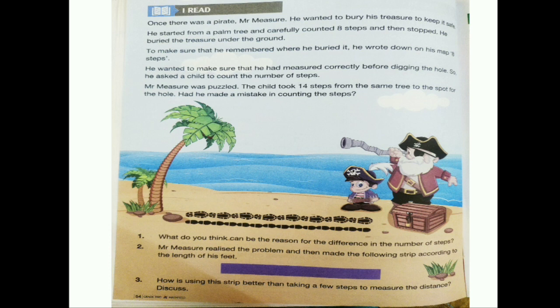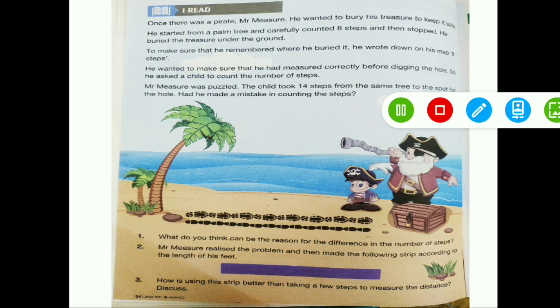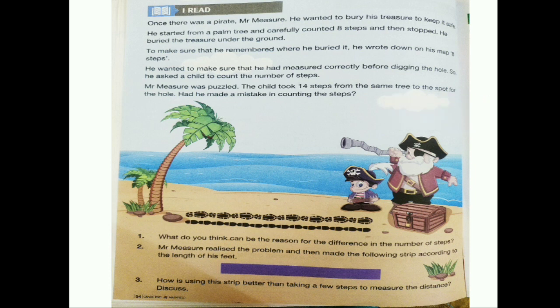To keep it safe, he started from a palm tree and carefully counted 8 steps and then stopped. He buried the treasure under the ground. To make sure that he remembered where he buried it, he wrote down on his map 8 steps. He wanted to make sure that he had measured correctly before digging the hole. So, he asked a child to count the number of steps.